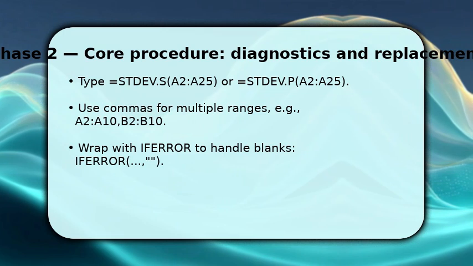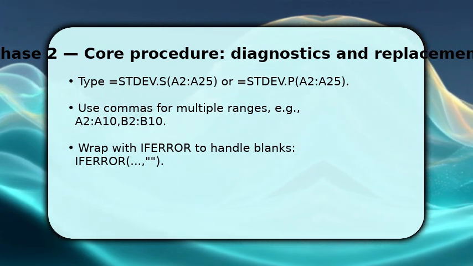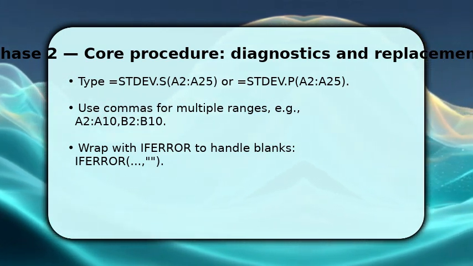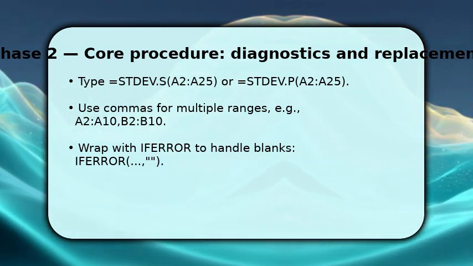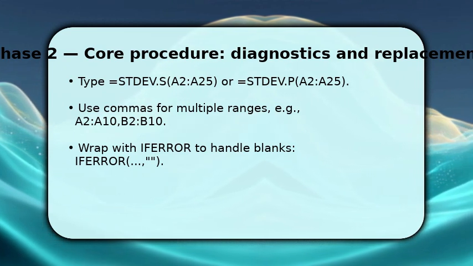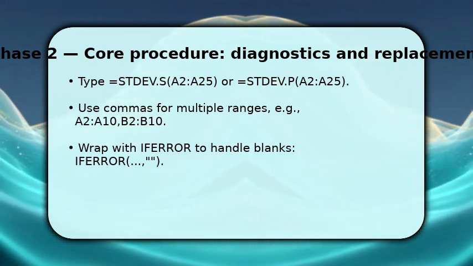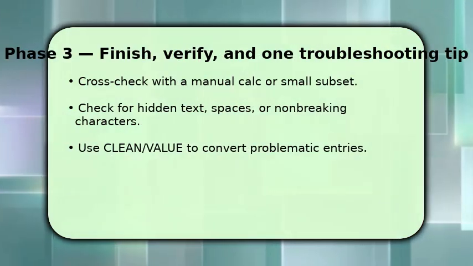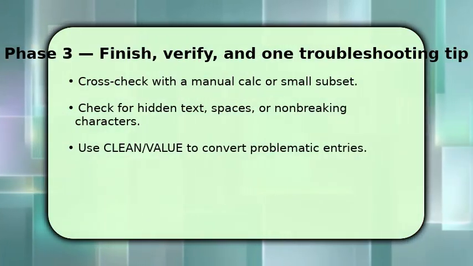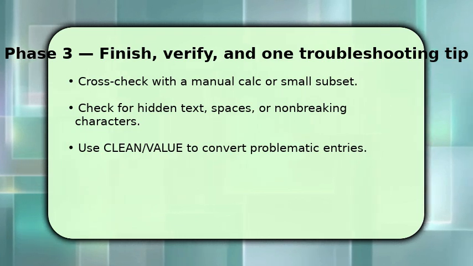Make sure the result matches your expectations by checking a small manual calculation. If any blanks or text remain, wrap the formula in IFERROR to avoid errors. Finish by validating the output. Sample a few values and compute variance manually to confirm the result. This shows you why the formula output is correct.